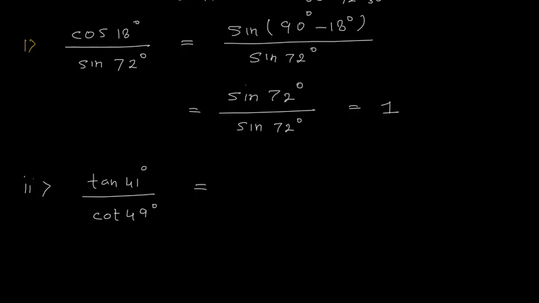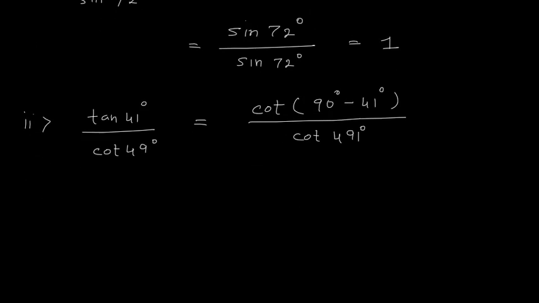Here I can change tan in cot or cot in tan. So let us change this tan in cot. So when you change tan in cot, what you write? You write cot 90 degree minus 41 degree, and your denominator is cot 49 degree. So cot 90 degree minus 41 degree is cot 49 degree.